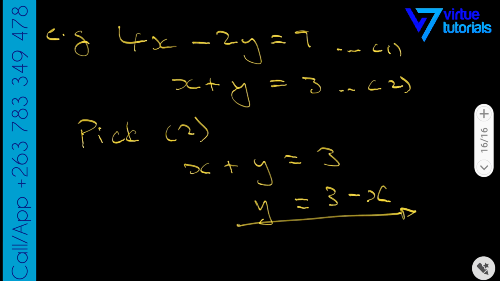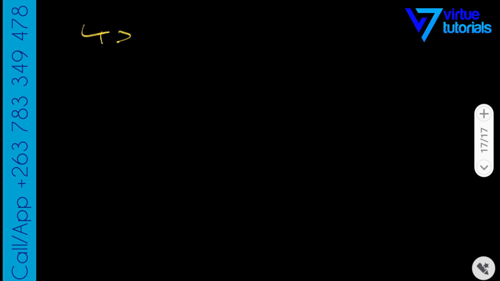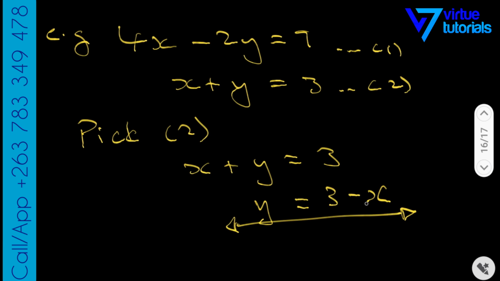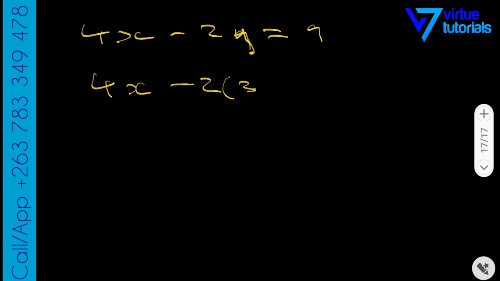So now that I've established this, I have to go to the other equation. Don't go back to the same equation when it's substitution. You picked equation 2 to come up with this. So don't go back to equation 2. Go to equation 1. In equation 1, where there's y, remove y and replace it with this expression, 3 minus x. So you have 4x minus 2y, okay, that's a y, is equal to 9. So 4x minus 2 times 3 minus x instead of y, 3 minus x is equal to 9.